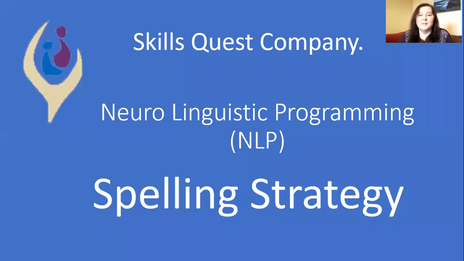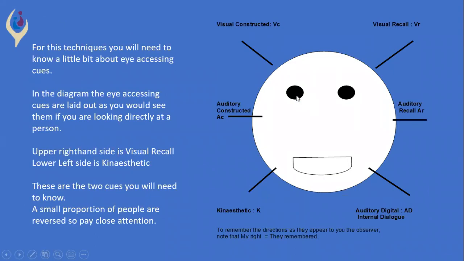So the first thing I would say to you when you're learning this is there's a few things that you need to know about. The first one is a little bit about eye accessing cues. Eye accessing cues are basically when somebody's thinking of something or recalling a piece of information or creating an image in their head, their eyes will move in a particular direction. Likewise, if they're talking to themselves or if they're accessing their feelings or if they're hearing things. So you don't need to know too much about it, but you just need to know a small bit.